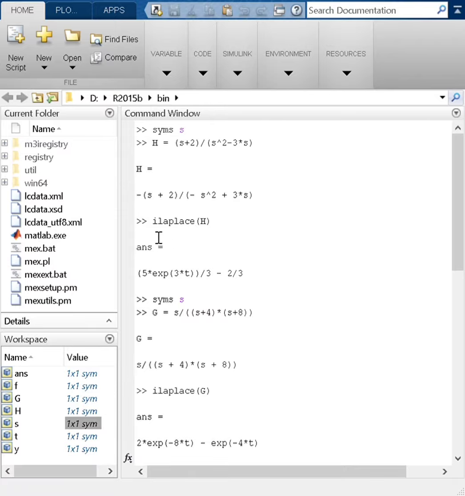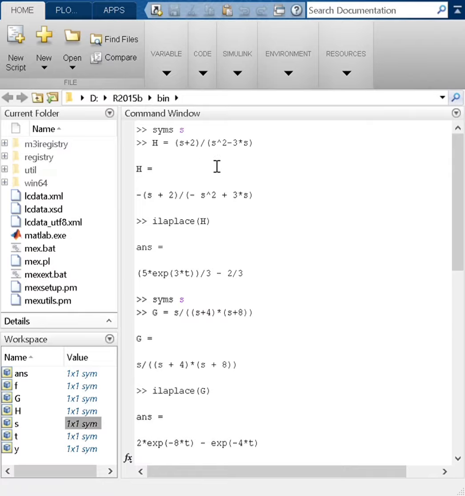That means we're gonna use the ilaplace. Like the first question, the first Roman: first, we gotta declare the s, and then we just copy the equation. The same equation is H equal to s plus 2 over s squared minus 3s, 3 times s.